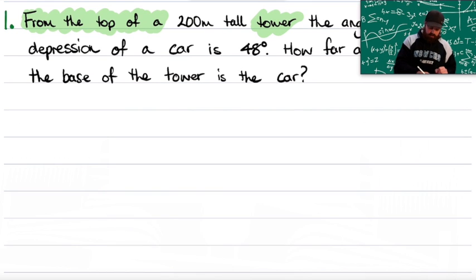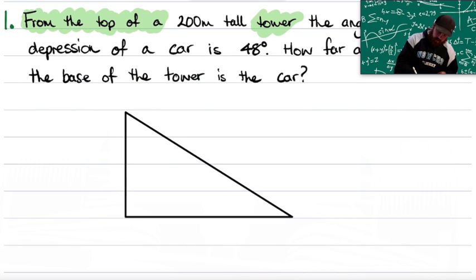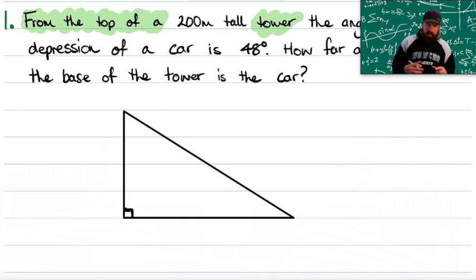So what we're going to do, Year 9, is the first thing I just want you to draw a right angle triangle. Cool. Don't forget to put your right angle in. Now we're going to add the information from the question. Here is my tower. Here is my car. The tower was 200 meters tall.